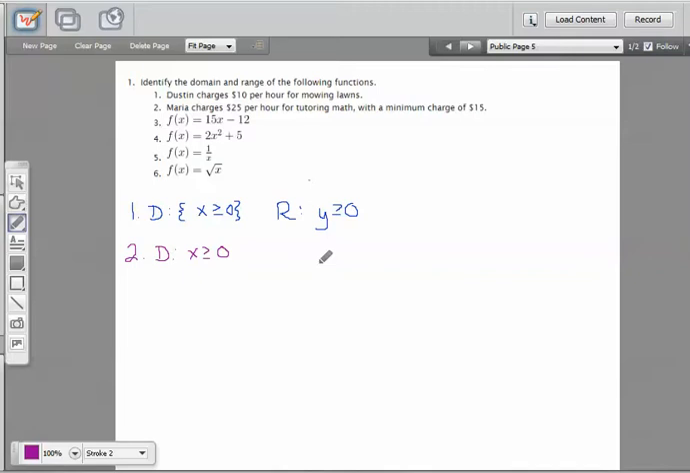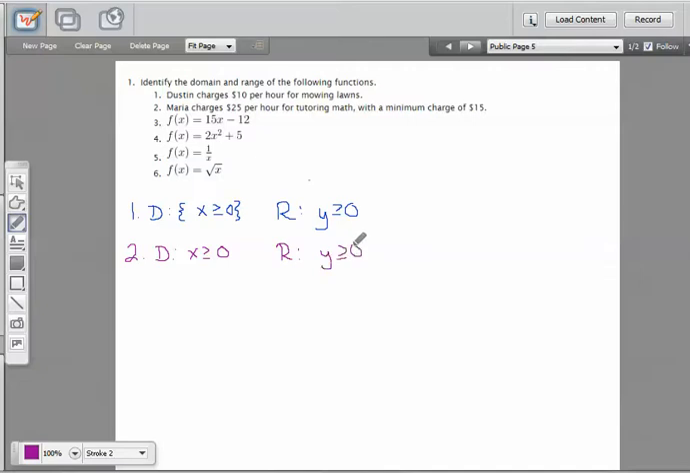Is it going for a week? Is it going for 2 weeks? Is it going for a year? So that's why we're going to leave it at greater than or equal to 0. Our range, with a minimum charge of $15, I'm still going to say 0, because y is greater than or equal to 0.